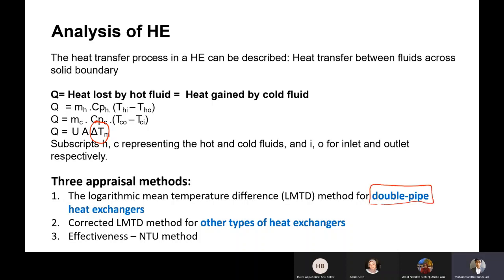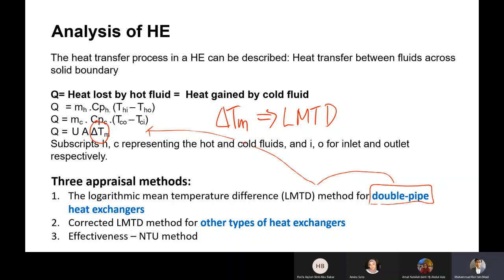Okay, double pipe heat exchanger. Why? Because in a double pipe heat exchanger, we can define the delta T_m. What is the delta T_m here? It is called LMTD, the log mean temperature difference. We can define it only for the double pipe. When we have a different type of heat exchanger, we have no idea how to do it.